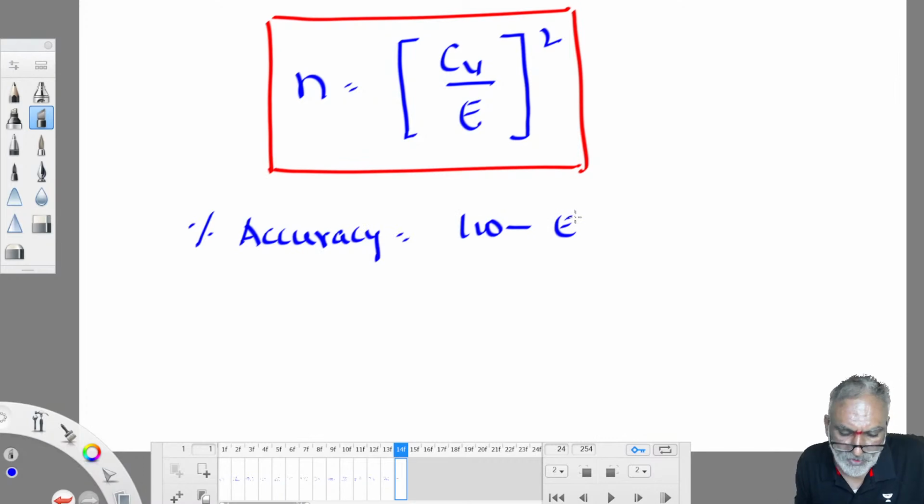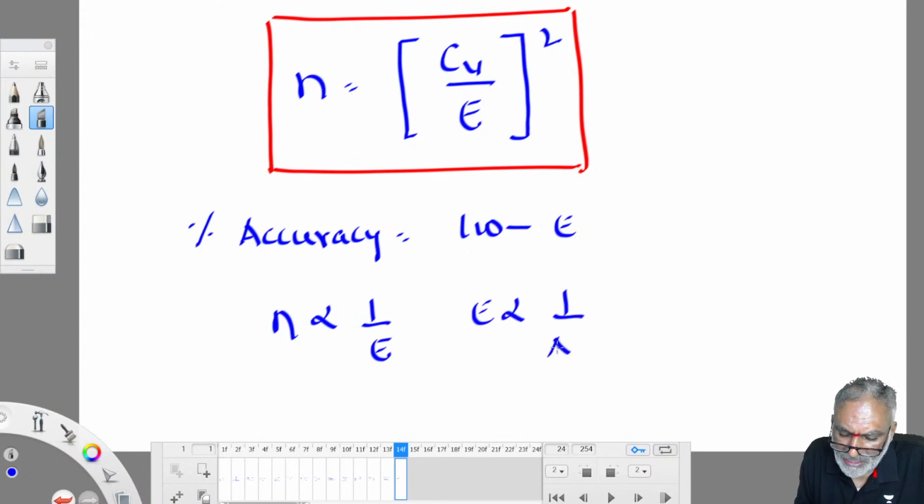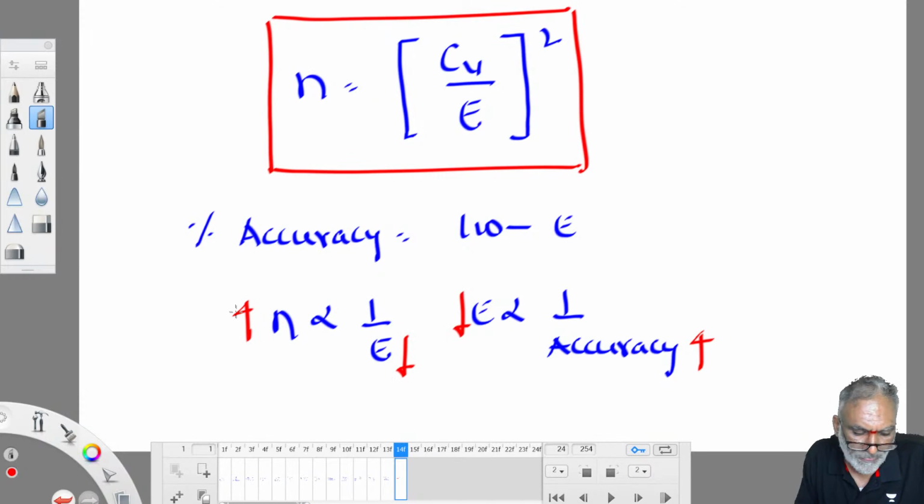So it depends on the purpose for which we use data. If more accurate data is required, less error is allowed. So N value is inversely proportional to E, and E value is inversely proportional to accuracy. Accuracy is more means error allowed is less. Error allowed is less, number required is more.